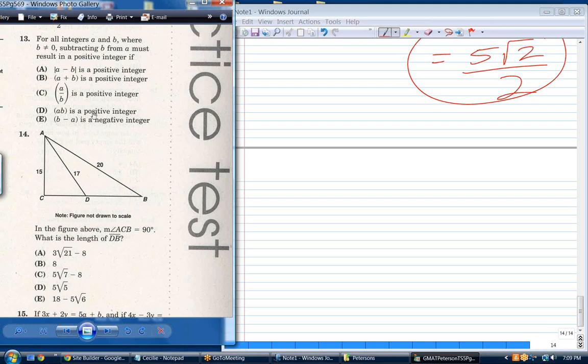For all integers a and b where b is not equal to 0, subtracting b from a must result in a positive integer if. And we know only one of these can be correct. Well, it can't be a, right? Because that answer can be both positive and negative. And so could b. Yeah, b doesn't make much sense.